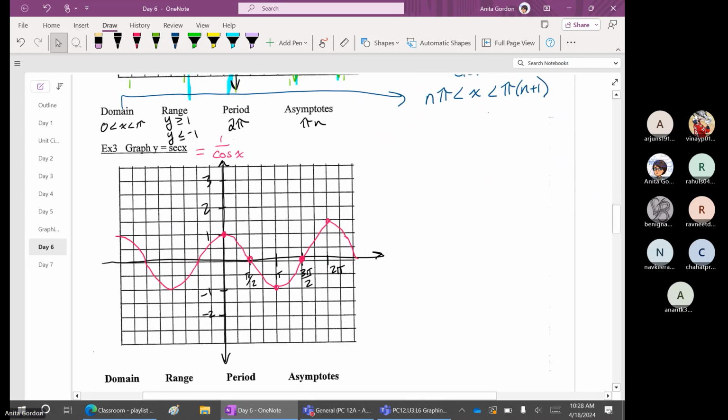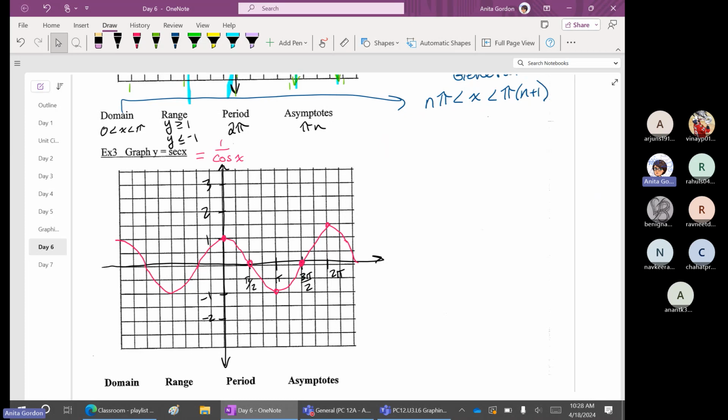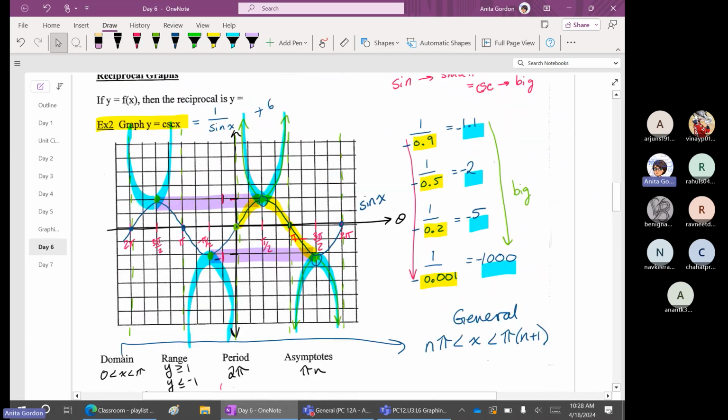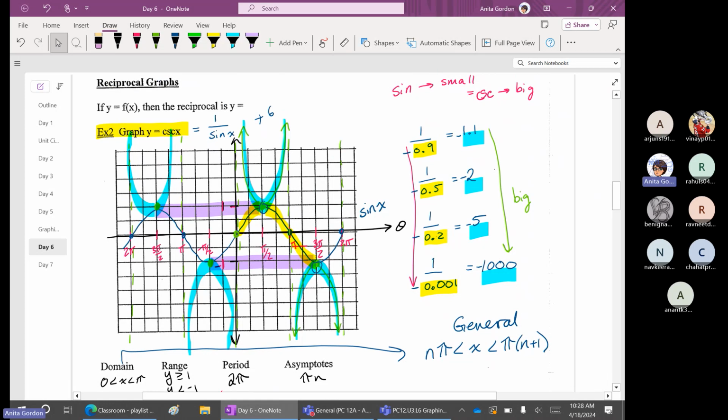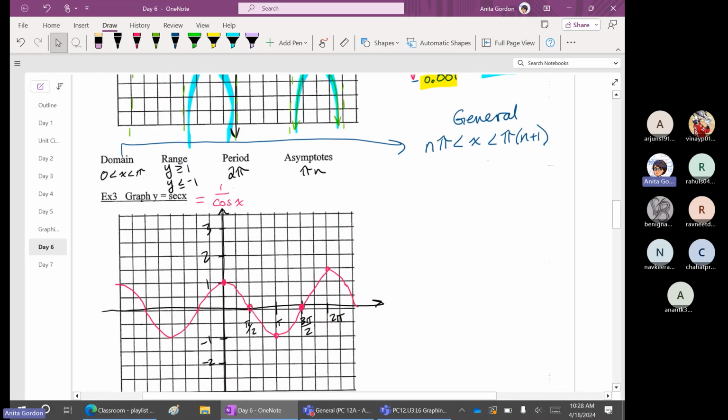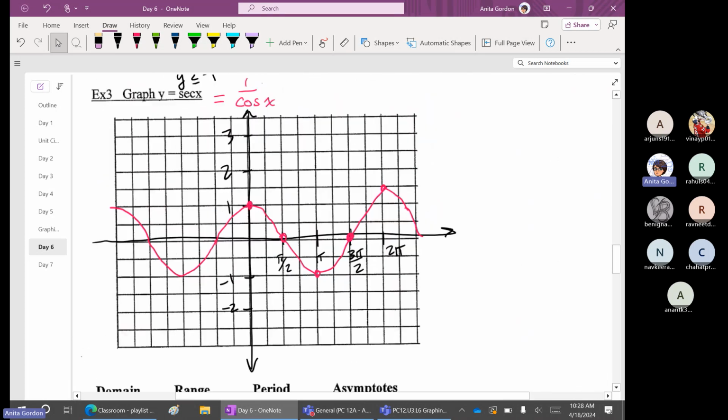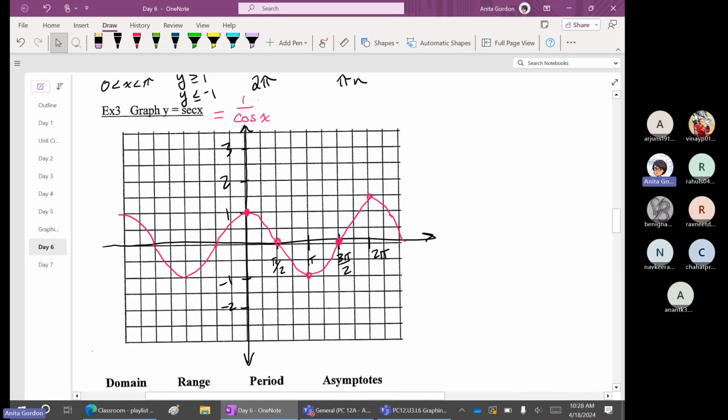The domain doesn't change. You still cannot divide by 0. And as the original value gets smaller, taking 1 and dividing by those values is going to get bigger, and that doesn't change. So I don't have to rewrite all this. I can now focus on the cosine graph and know where all the asymptotes are. I look for an x-intercept, if there's an x-intercept, there's my asymptote. Where that cosine passes through.